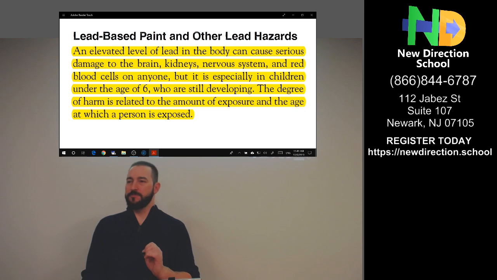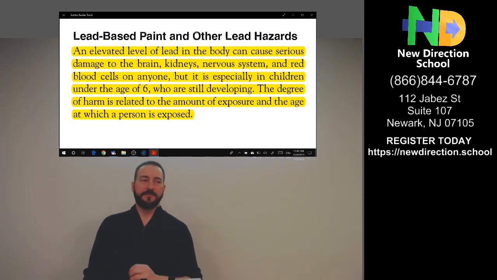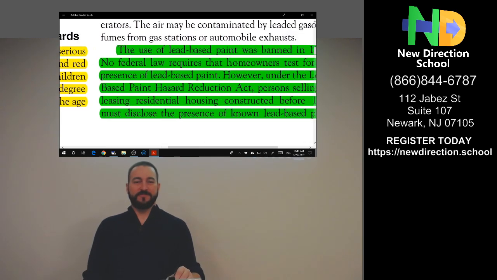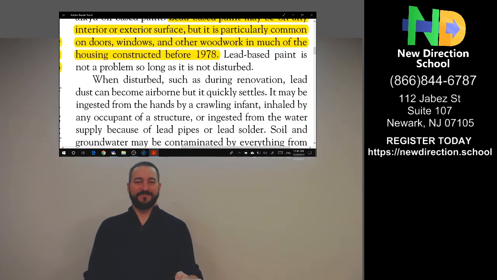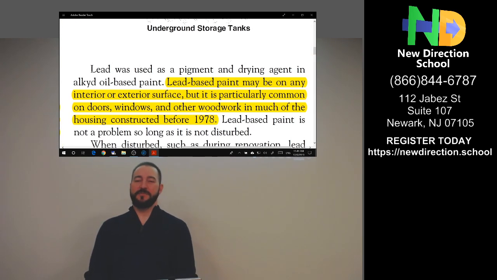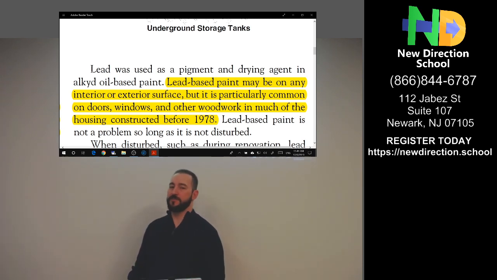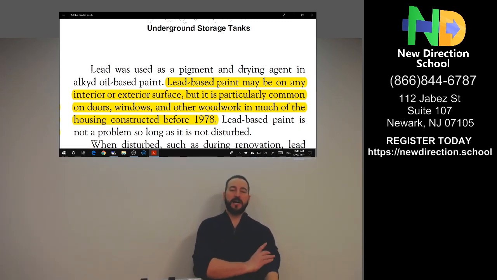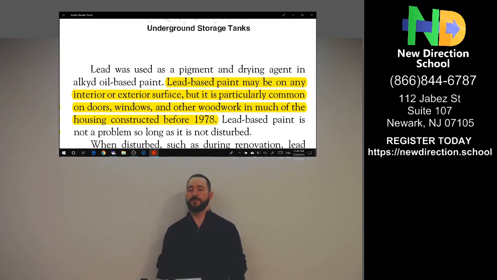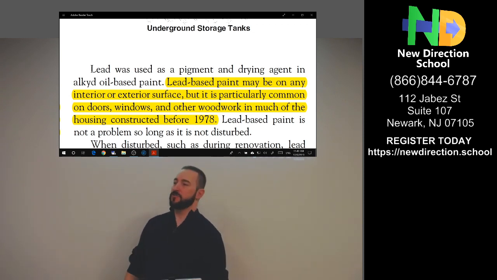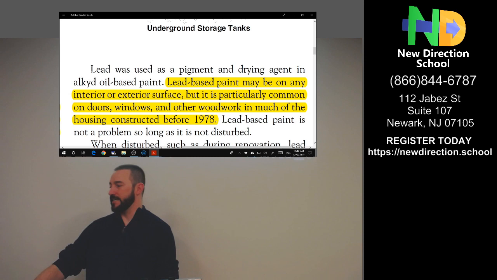Remember I told you yellow? Just put a box around it. Don't waste your highlighters here. On the right-hand side, it says lead-based paint may be on the interior or exterior surface, but is particularly common on doors, windows, and other woodwork in much of the housing constructed before 1978.